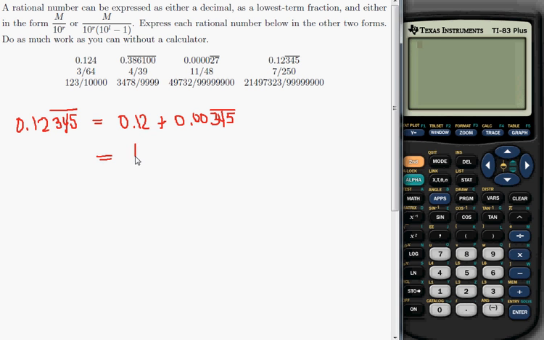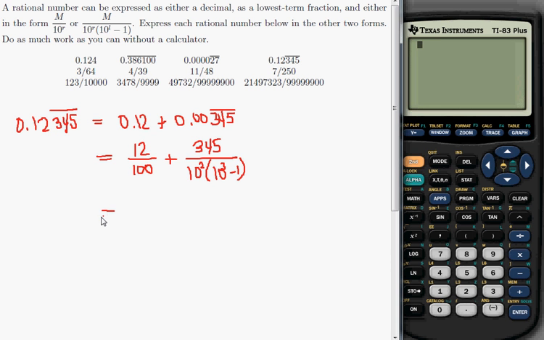Okay, so this is 12 over 100 plus, now this part is going to be 345 divided by 10 squared, squared because of the 2 zeros, times 10 to the third minus 1, 3 because of the block of length 3.